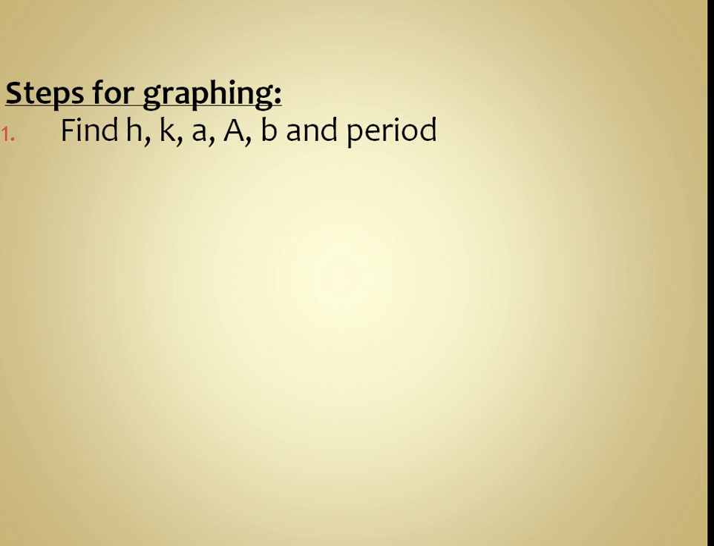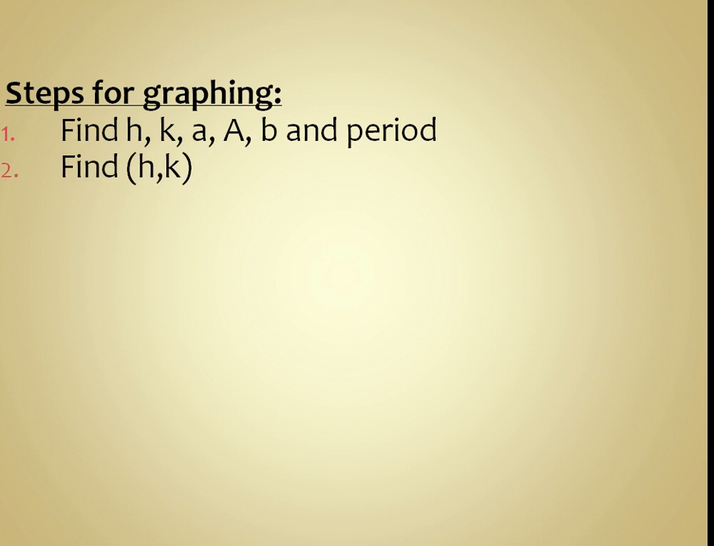So the first one is to find the parameters h, k, little a, big A, and the difference between little a and big A is that little a is your parameter a, and you can get that directly from your function, whereas the big A is your amplitude, and this would be from the absolute value of parameter A. And then we have our parameter B, and we get our period by using 2 pi divided by the absolute value of B.